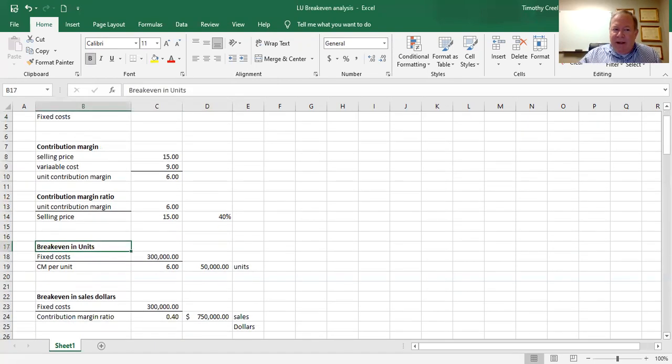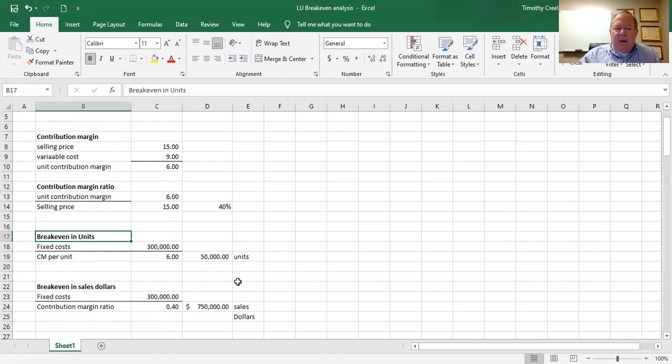So now let's get into some break even. The basic formula for break even is fixed cost divided by the contribution margin per unit. So in the example that we've been working with, let's say that we have fixed cost of $300,000, and again, the contribution margin per unit of 6. This means we would have to sell 50,000 units in order to break even.